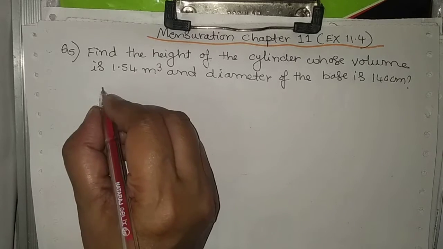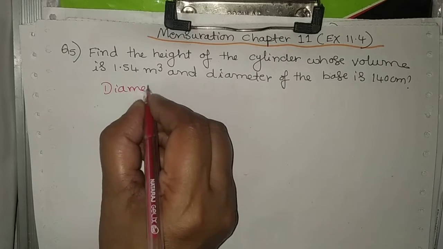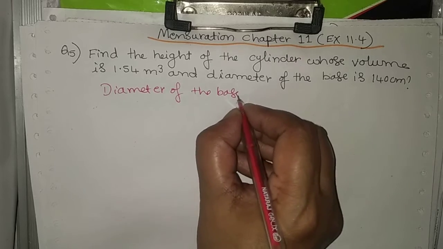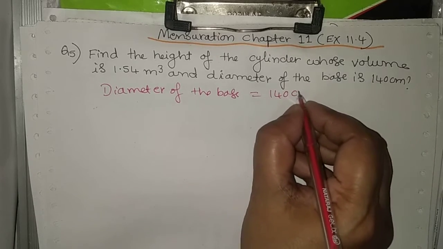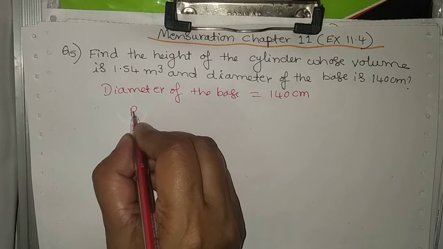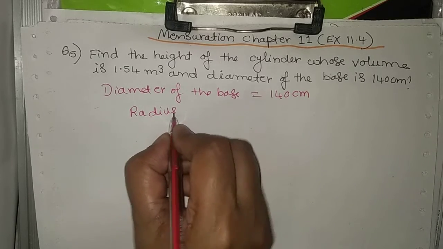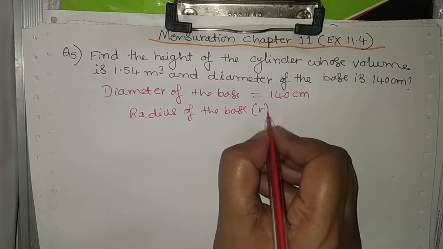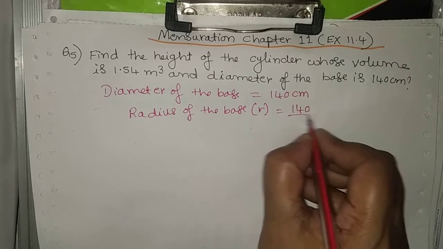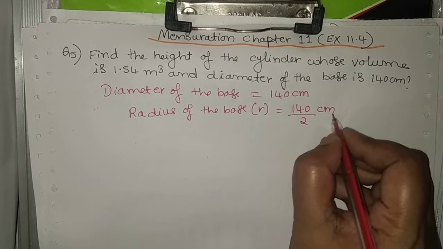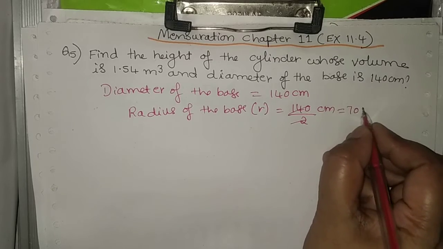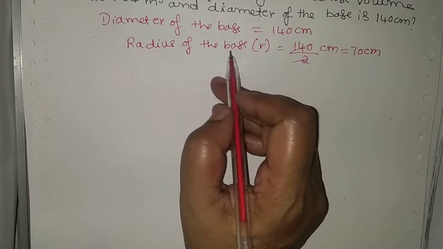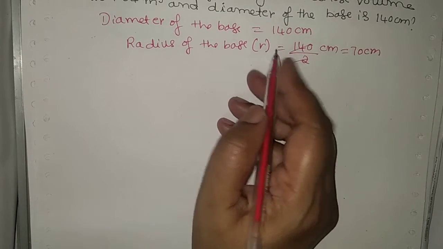What are the givens? The diameter of the base is 140 centimeters. So the radius of the base, r, is equal to 140, the diameter, divided by 2, which is 70 centimeters. We have to find the height of the cylinder. Given the diameter, we find the radius.